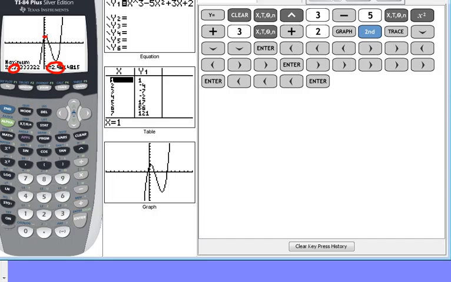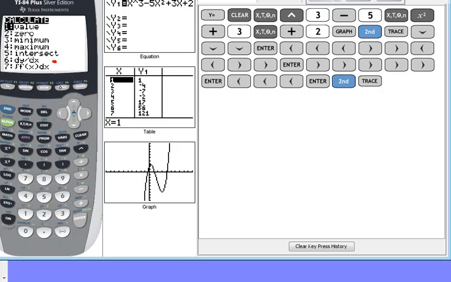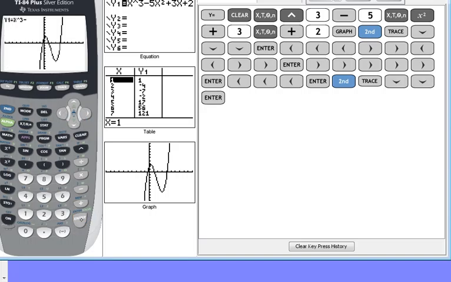How many relative minimums are there? Once again, there's just one valley, so we're only going to have one relative minimum point. We're going to find that the exact same way as we did the zeros and the exact same way we found our maximum. You're going to go to second trace again, which is to calculate. This time we're not calculating a 0, we're not calculating a maximum, we're calculating a minimum. So go down to number 3. Press enter at this point.